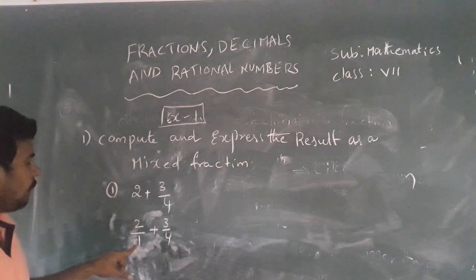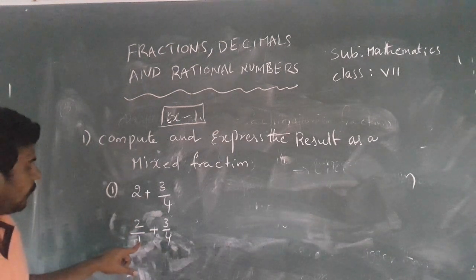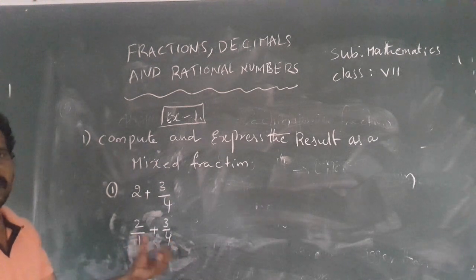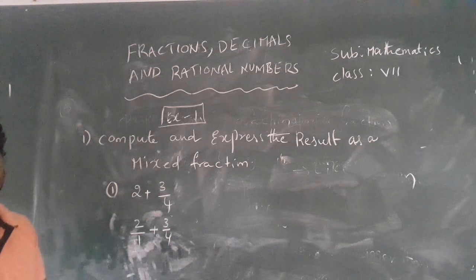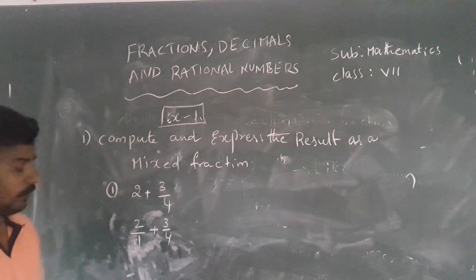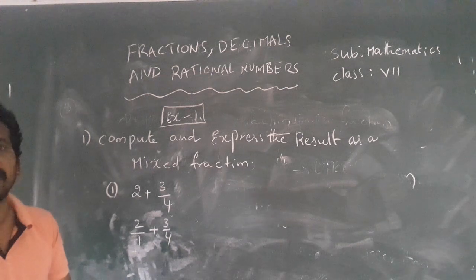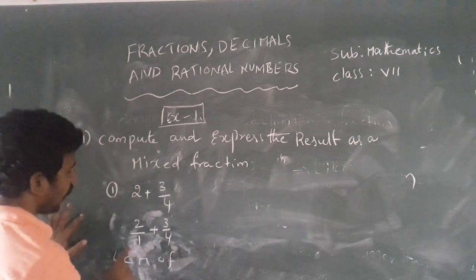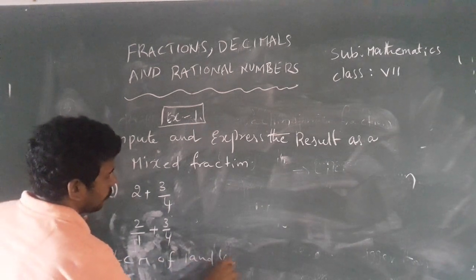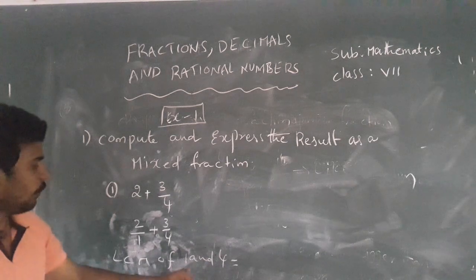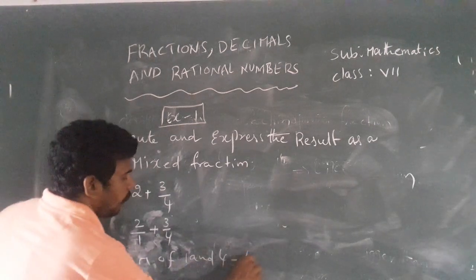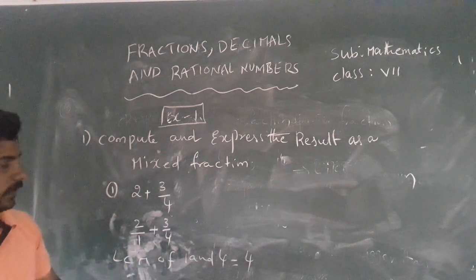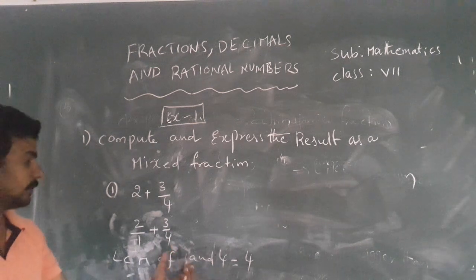In 2/1 the denominator is 1, in 3/4 the denominator is 4. So the denominators are not the same, so these two fractions are unlike fractions. Now convert them into like fractions. Before that, find the LCM of the denominators 1 and 4. 1 and 4 have no common factors, that's why we multiply the two numbers.